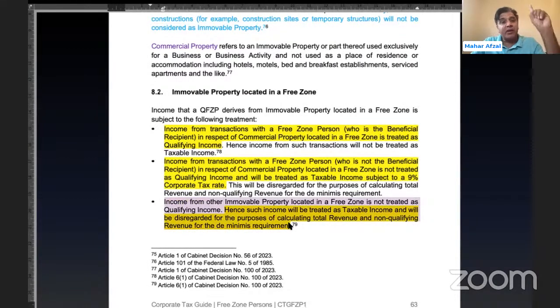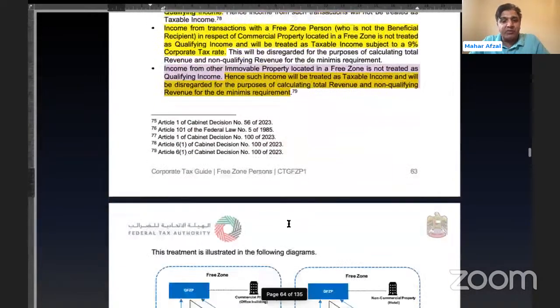We have already discussed one stream of income. There's only the possibility that a qualifying free zone person is making a transaction with another free zone person related to a commercial property, which is in the free zone and is being used exclusively for business purposes, then it will be qualifying income. Otherwise, it will be straightforward subject to tax at 9%. It doesn't matter whether this is in the free zone or outside the free zone.